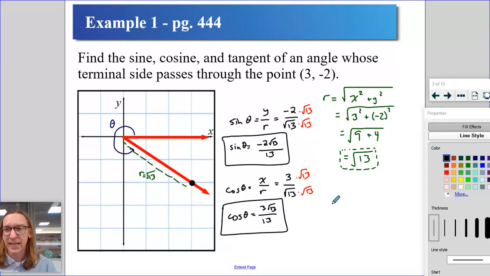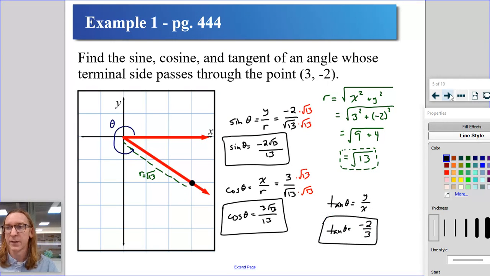And then lastly, the tangent of theta, which we could have calculated right off the bat, because when we are using the coordinates of a point that your angle passes through, the tangent of the angle is the y coordinate divided by the x coordinate. SOHCAHTOA still works, but not when your angle is beyond right triangle trigonometry. Therefore, the tangent of this angle theta is -2 over 3. Lovely. All right, what's on the next page?